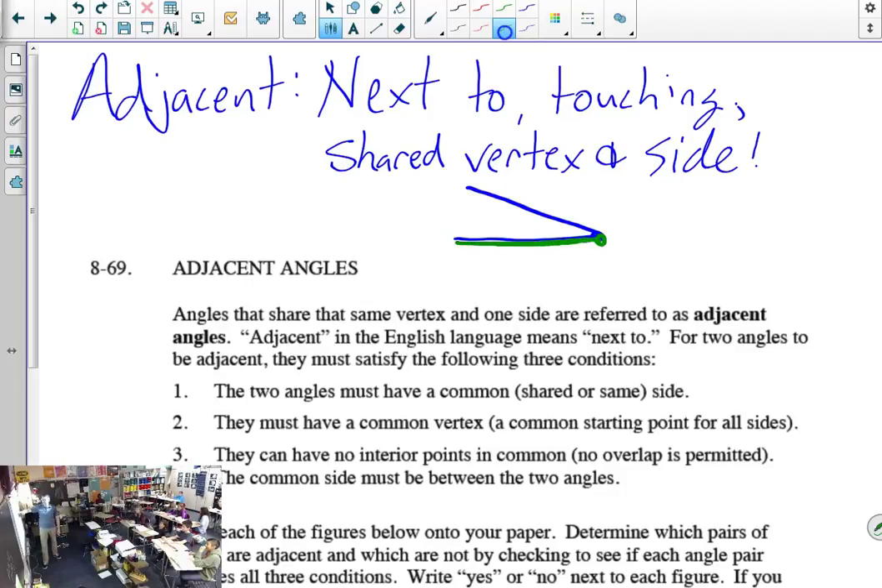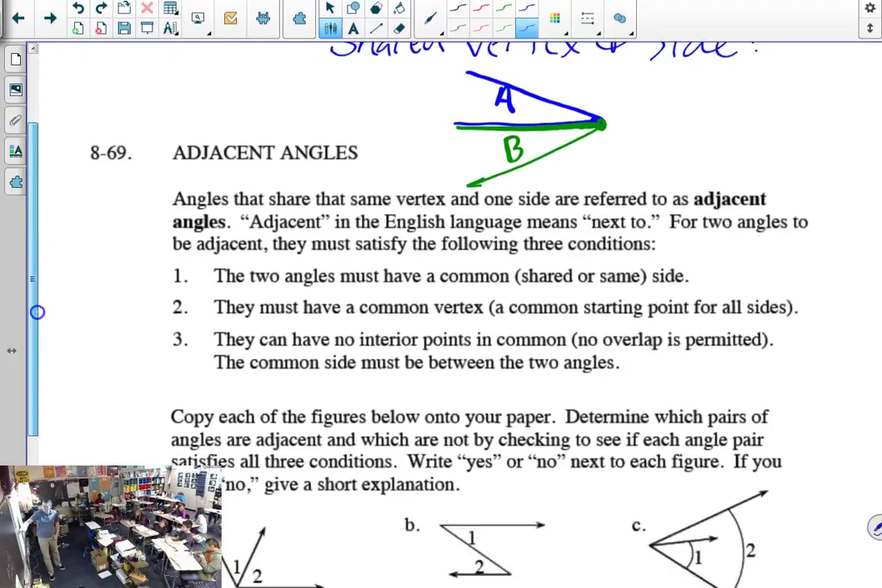Same side. Trying to show that it's green and blue. They should point the same direction. So shared vertex, shared side. If you want to put in your notes that angles A and B are adjacent: shared vertex, shared side. Jason doesn't have a Z in it. No Z.